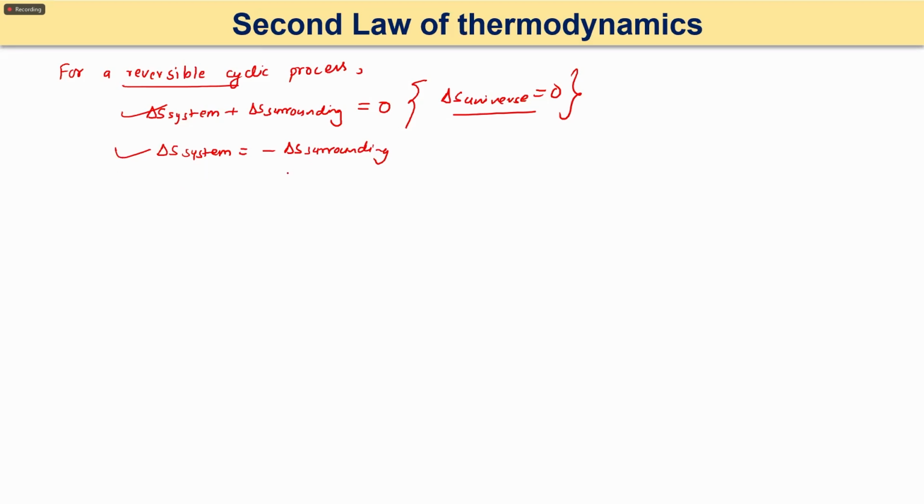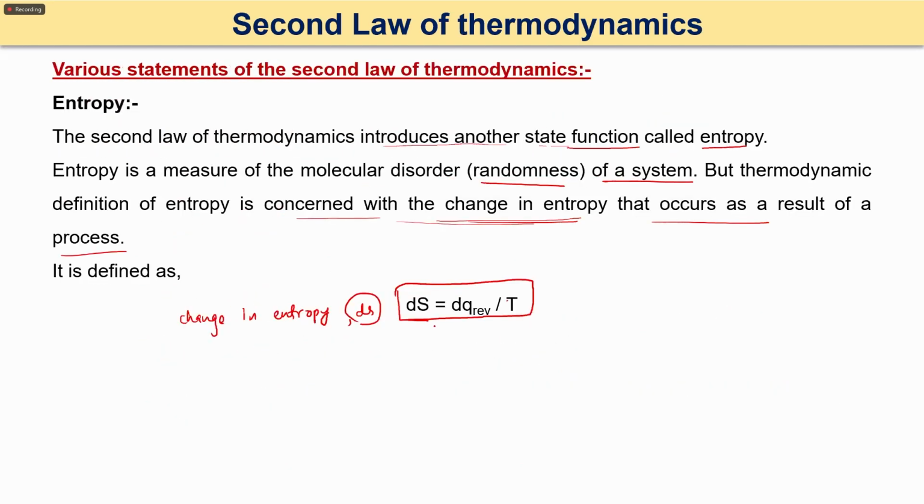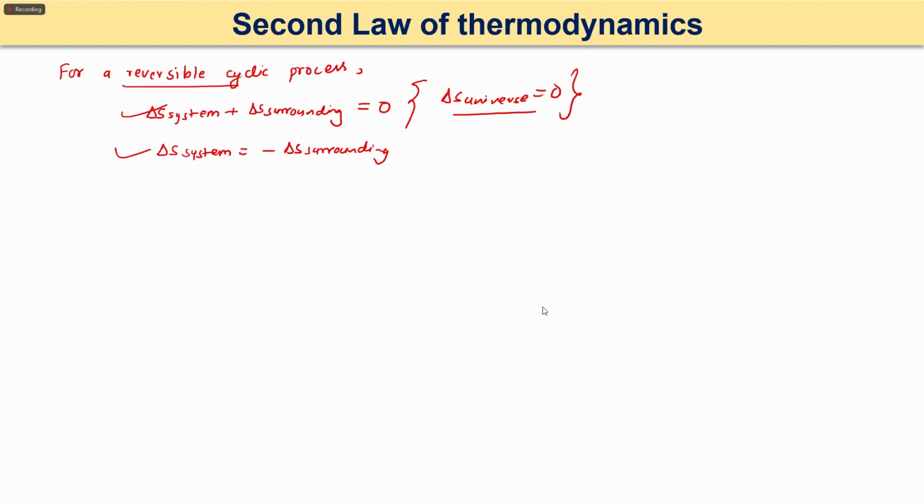What is your delta S of system? From here, delta S is equal to dq by T. So for the system, it is Qh by Th, and it is equal to minus of Q surrounding, which is Qc by Tc. This Qh was the heat absorbed by the system at temperature Th, which is the temperature of your hot reservoir.